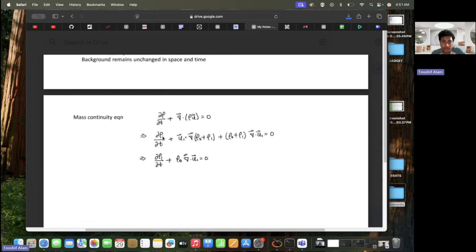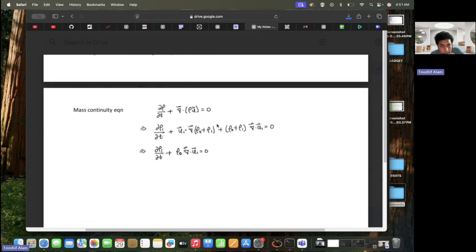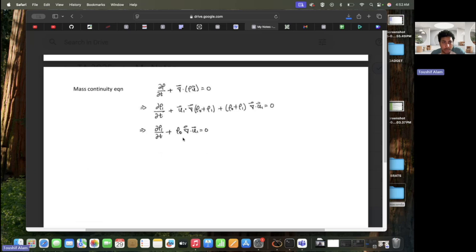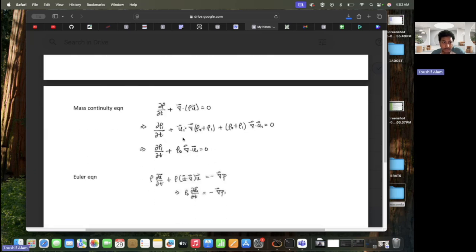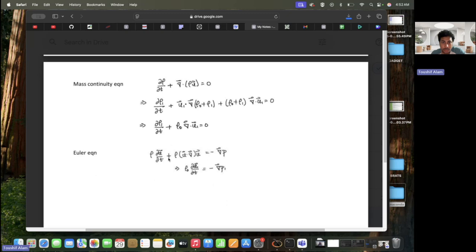Mass continuity equation: we know del rho by del t plus del dot rho U is 0. From here, if we replace rho with rho naught plus rho 1, we get rho naught del dot U1 plus del rho 1 by del t equal to 0. Our momentum equation is rho del U by del t plus rho U dot grad U is minus grad P. So from this, we can tell that rho naught del U1 by del t is minus grad P1.